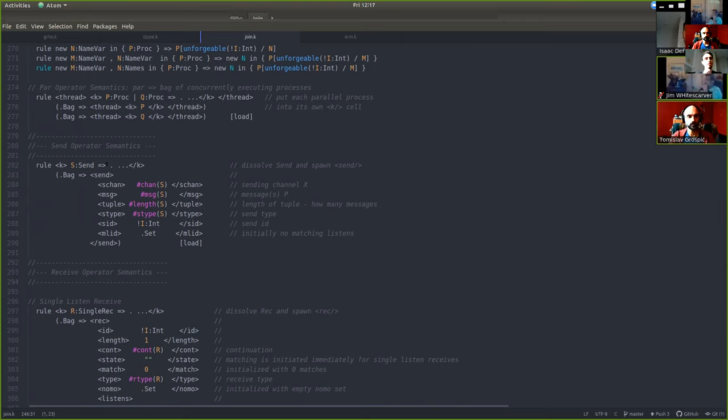Cool. So for example, I think the comm event is probably a good example to think of, because it's the most obvious form of non-determinism in Rholang.